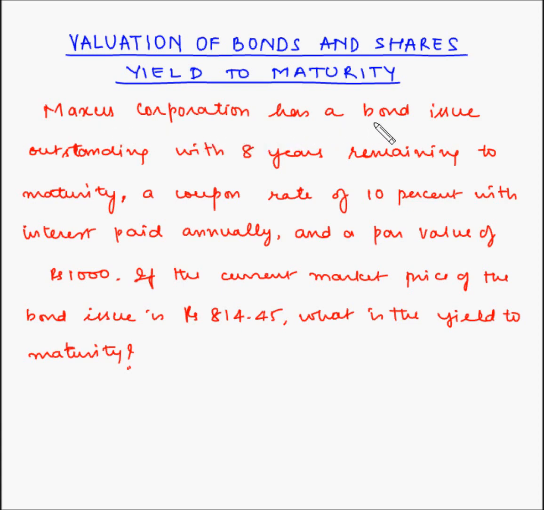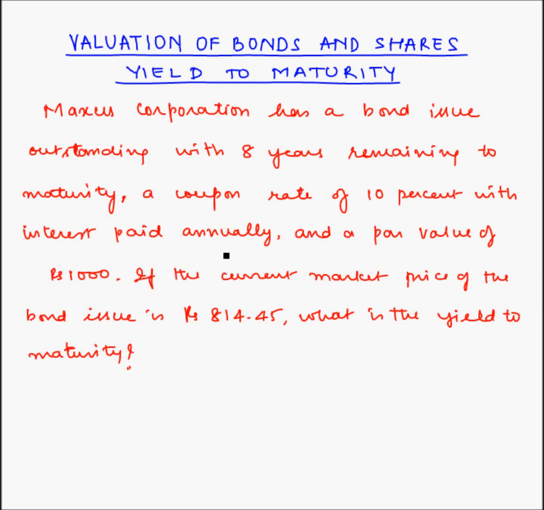Maxus Corporation has a bond issue outstanding with 8 years remaining to maturity. So we don't know when this bond was issued in the market, but it is still operational and it has 8 years remaining to maturity. So it may originally have been, let's say, a 10 or 12-year bond, but from today's date, it has 8 years remaining to maturity. Now the coupon rate is 10% with interest paid annually and a par value of rupees 1000.